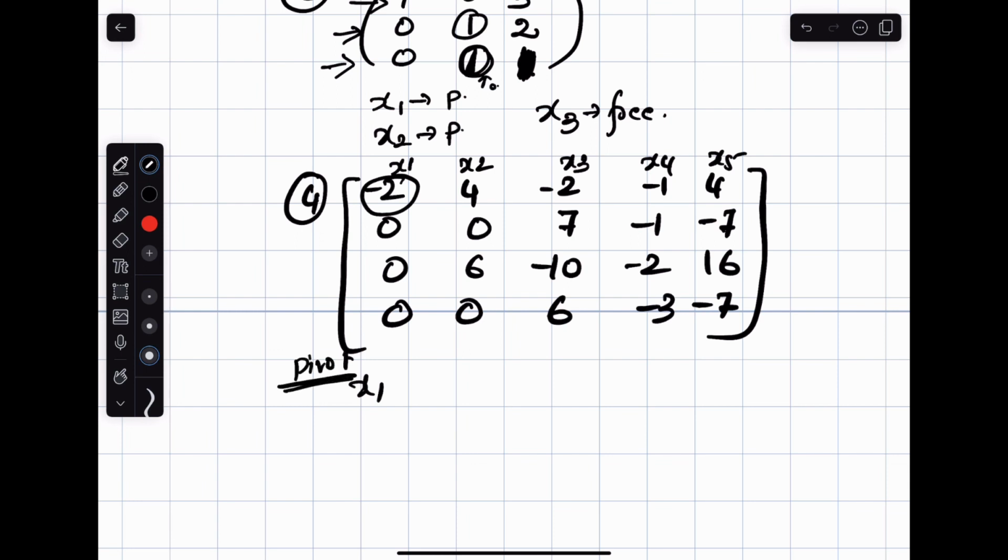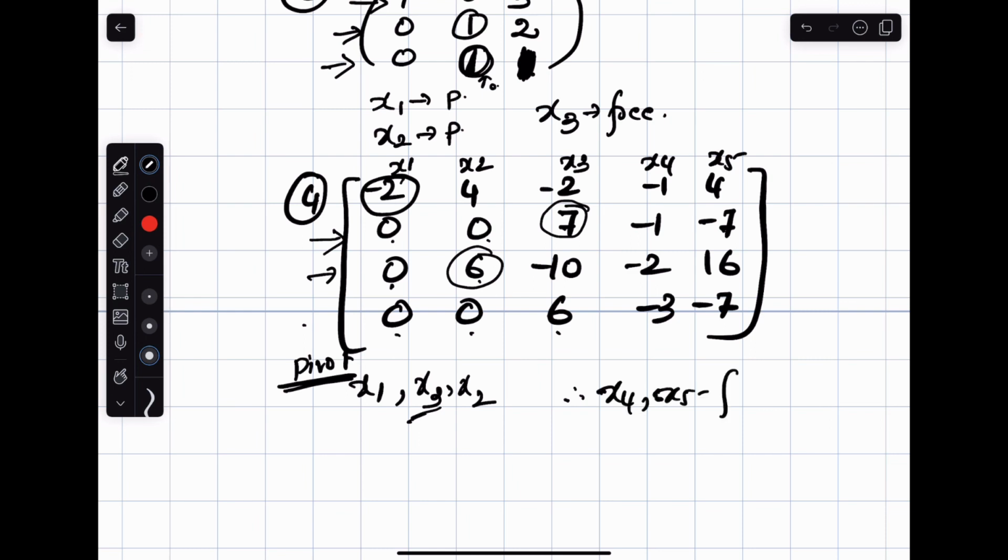Now the second row: the second element is 0, so I'll move to the 7, right? So x3 is the pivot point. Now go to the third row, the first leading element is 6, so x2 is also a pivot. Then I'll go to the last one, 0 0 6, so 6 is again x3, which I need not write again. So x4 and x5 are free, and x1, x3 and x2 are pivot.